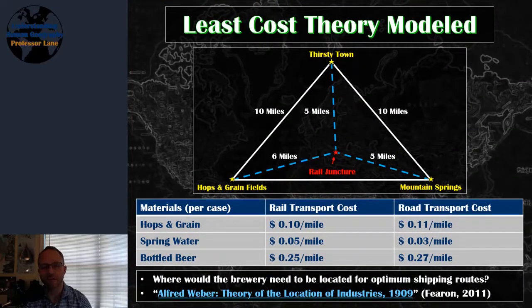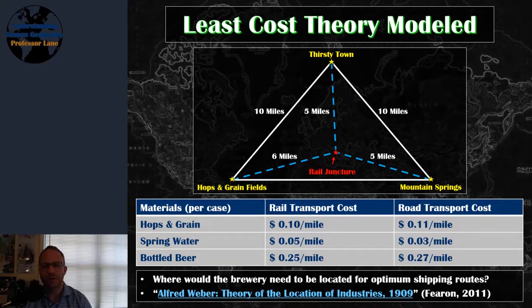According to Weber's model, a brewery would need to consider the cost of transporting hops and grain, spring water, and bottled beer in its locational decisions. The location of a rail depot and clustering of other breweries would also need to be considered in order to reduce transportation costs. The cost of transporting bottled beer, in this example, is the highest at 27 cents a mile, while hops and grain come in second at 11 cents a mile.